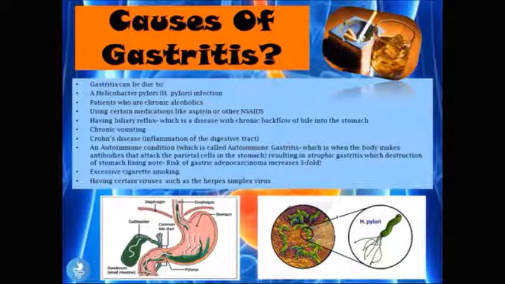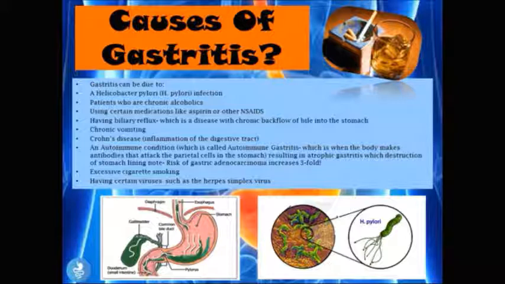So the parietal cells are these cells that are found within the lining of the stomach. And this results in atrophic gastritis, which can destroy the stomach lining. And something to note here is that people who suffer from autoimmune gastritis have a 3-fold increased rate of developing an adenocarcinoma. So that is gastric cancer. So that is something to keep in mind.